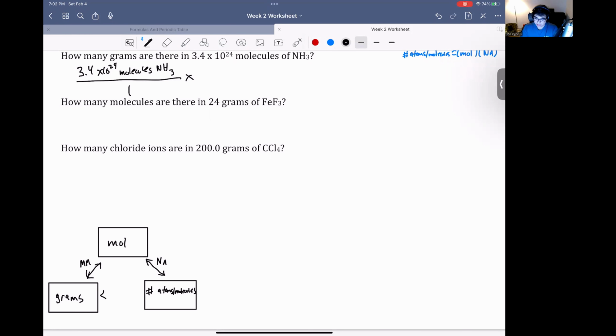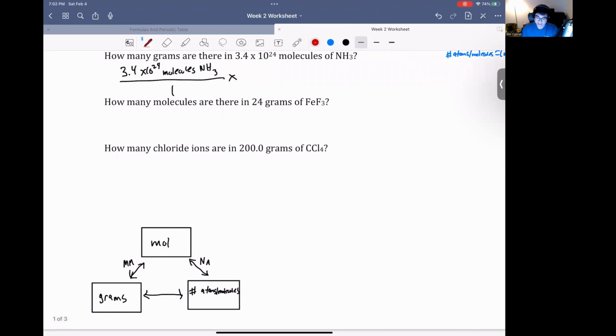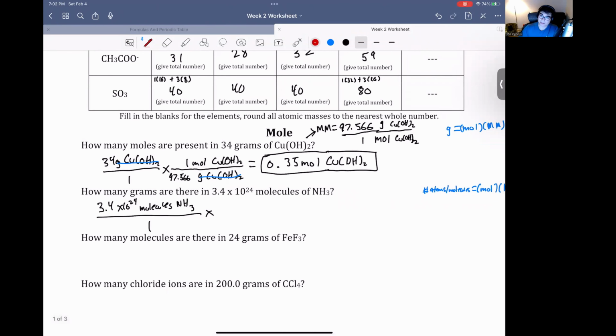Now, what about number of atoms to grams? The answer is you can't, right? You cannot directly relate these. So you have to go through moles from number of atoms or molecules, then go to grams, right? Same goes going the other way around. You can't go from grams to number of atoms or molecules. You have to go from grams to moles to number of atoms or molecules. So in this problem, we're going to go from molecules to moles to grams.